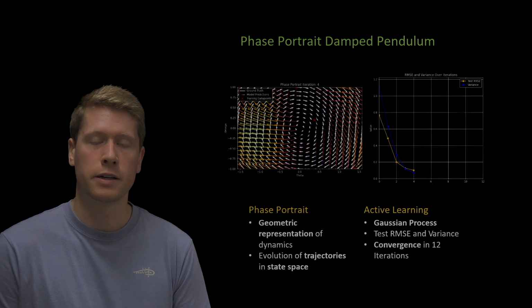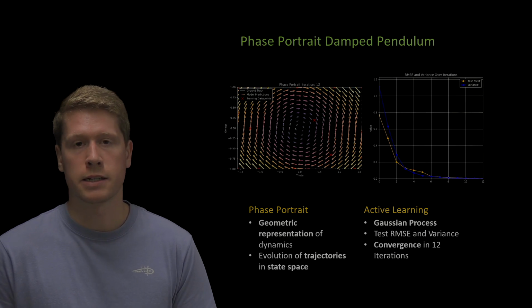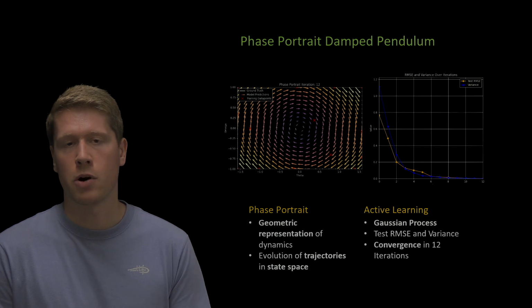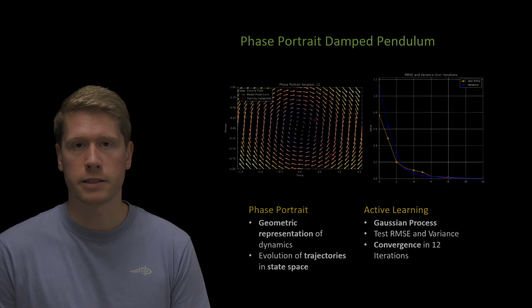If we let this run, we see that the algorithm only takes about 12 iterations, and then our model converges to a very accurate solution and is able to replicate this phase portrait almost perfectly.